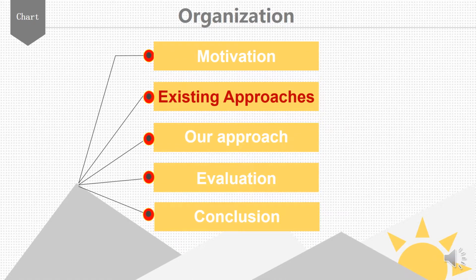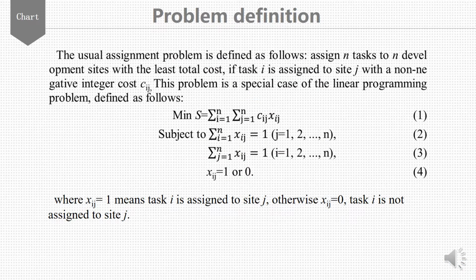Then we will talk about the existing approaches to task allocation in global software development. The original Hungarian algorithm only assumes that the number of tasks is equal to the number of sites, and a task can only be solved by one development site. The usual assignment problem is defined as follows: assign n tasks to n development sites with the least total cost.